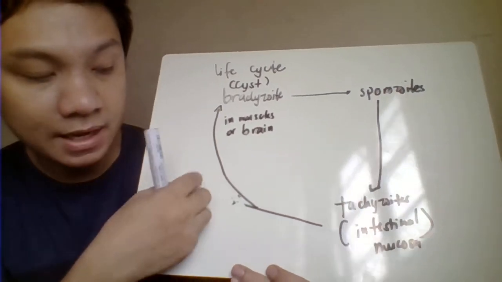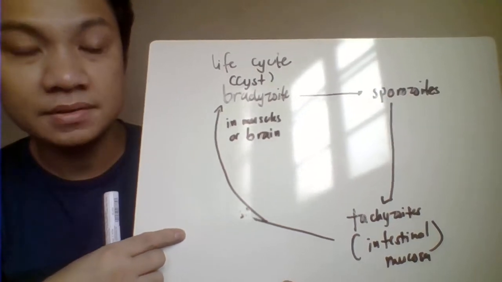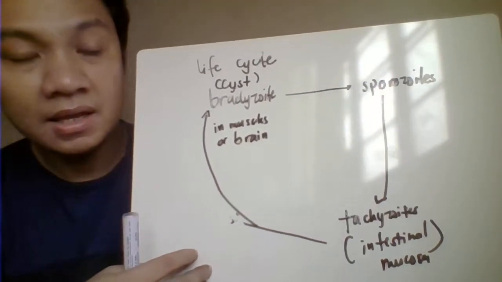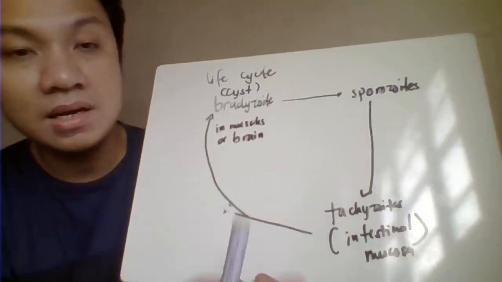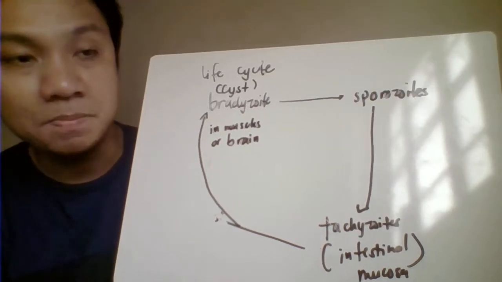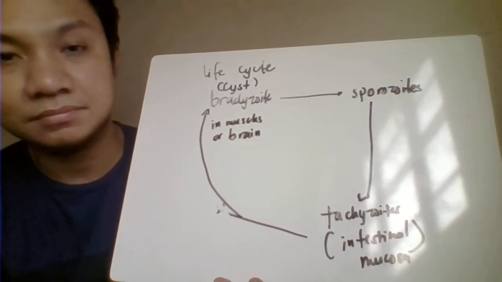They form, they group again, they form a cyst in the form of your bradyzoites, and that lodges in your muscles or even in the brain, and could eventually infect again another cycle if you eat or ingest the cyst containing the bradyzoites.